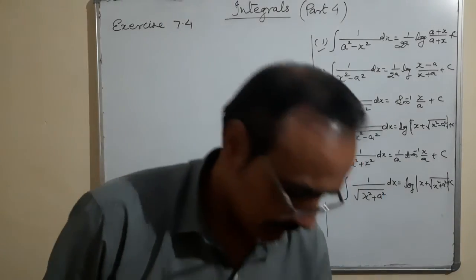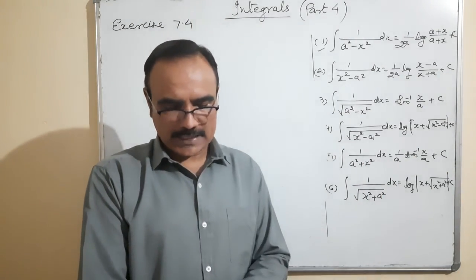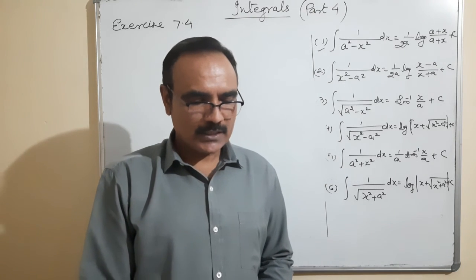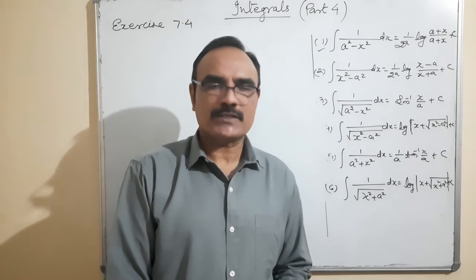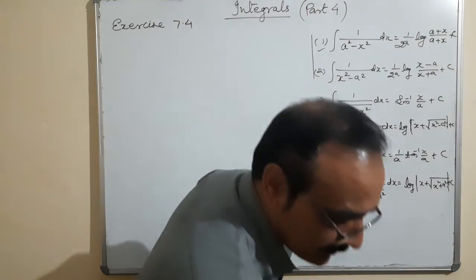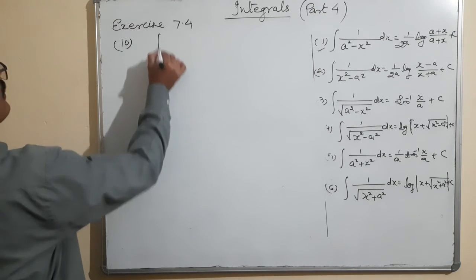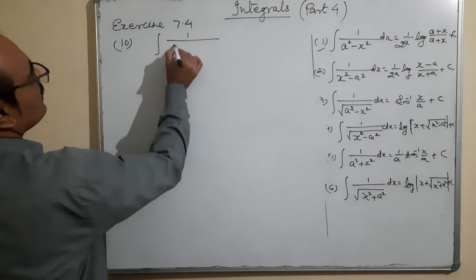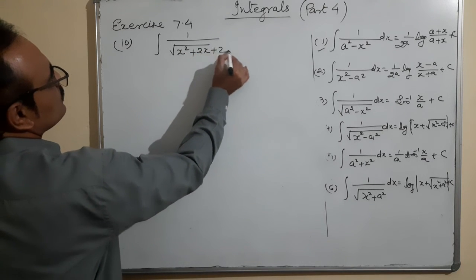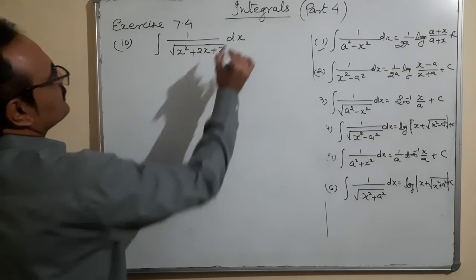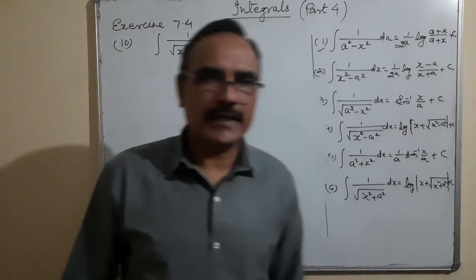Chapter 7. Question number 9: tan square is given, tan x is equal to t, sec square x dx is dt. You can solve it now. Coming to question number 10: 1 upon under root x square plus 2x plus 2, dx.